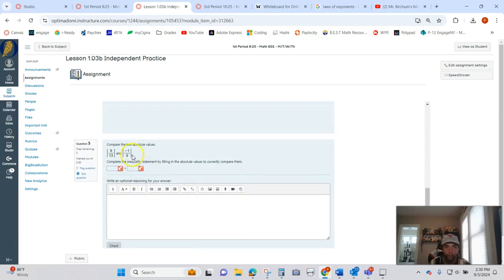Question 5. Compare the two absolute values. Complete the inequality statement by filling in the absolute value to correctly compare them. Absolute value of 9/13 and absolute value of negative 1/9. Let's get solving.